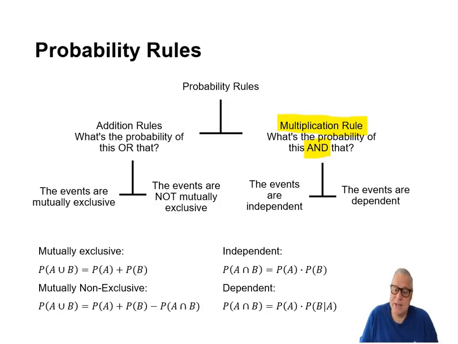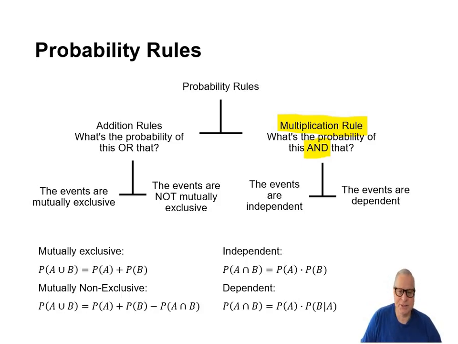But if the events are dependent, then that is the case of drawing without replacement. And then we would say, okay, for dependent events, the probability of A and B is equal to the probability of A times the probability of B given A.